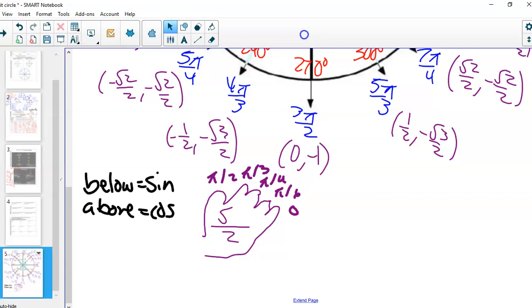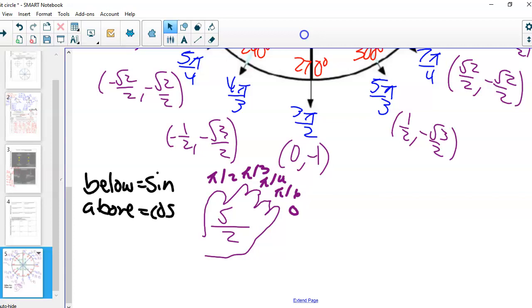Your pinky is 0, so hold it like this. How many fingers are above? 4. Put 4 in your square root. You get 2, and then the whole thing is 1. So that means at 0, your sine value is 1.